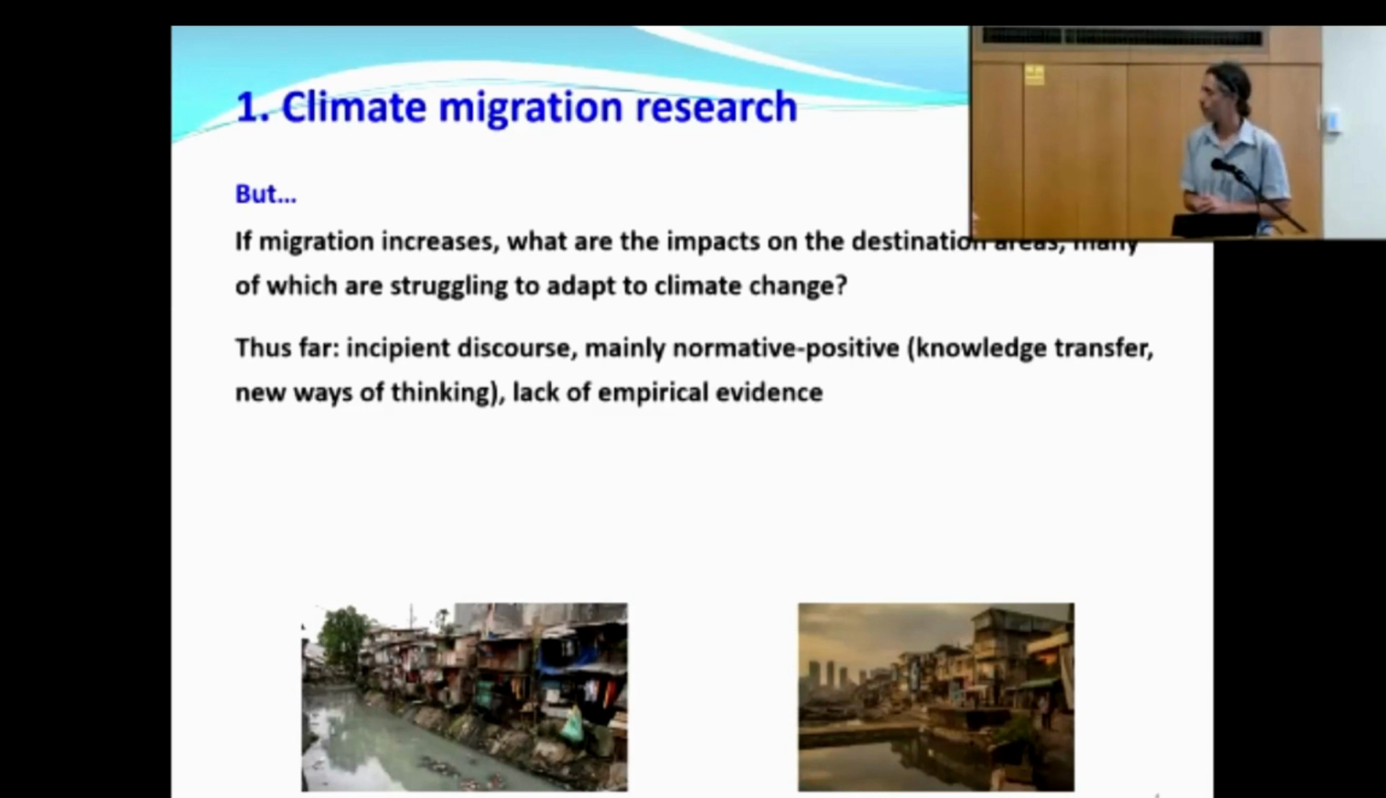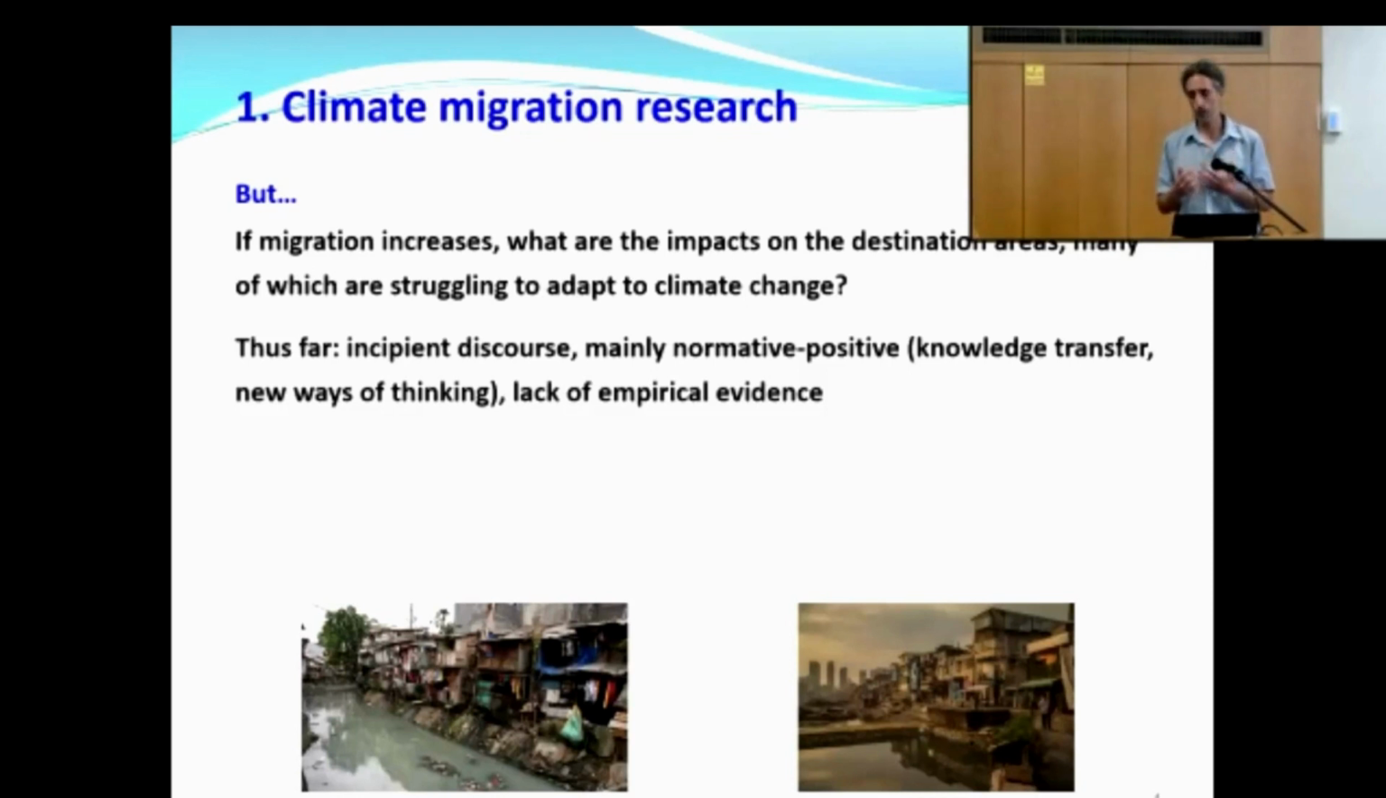So the focus is, of course, on developing countries, and these people migrate to cities that are already struggling to adapt to climate change and to extreme climate events, and they affect them in many ways. I'll show, again, just a small part of that. If we look at the discourse on the effects on the receiving areas, it's just beginning, because the emphasis has been on households until now. And it's not really empirical. It's mainly normative arguments that people make.